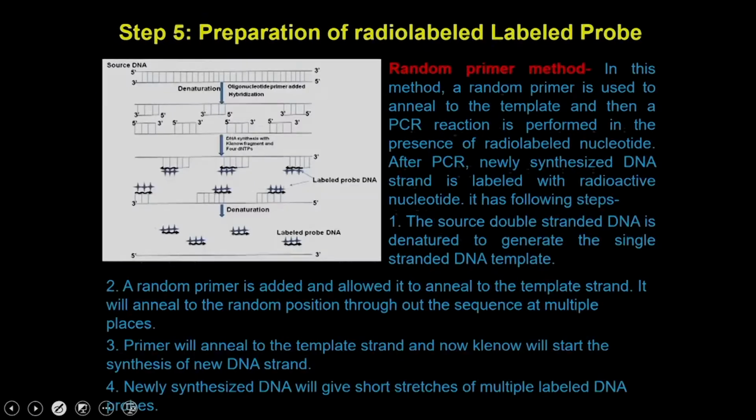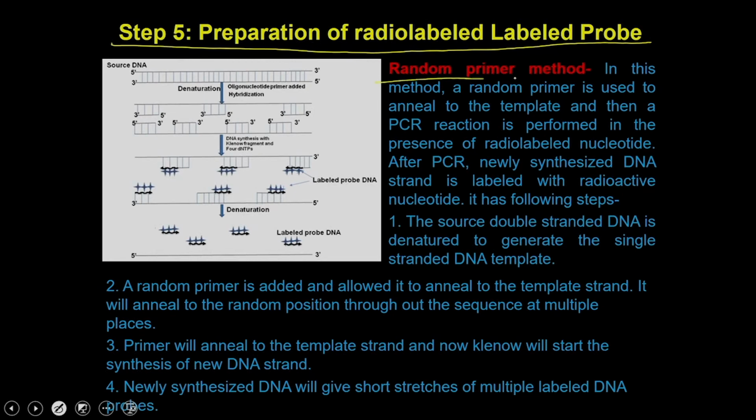So, in step 5 you are going to prepare the radiolabeled probes. If you remember, when we were discussing northern blotting, at that time we discussed one method of radiolabeling, that is the terminal transferase method. Here we are going to use a different method. So, you have the choice whether you use the terminal transferase method or the random primer method.